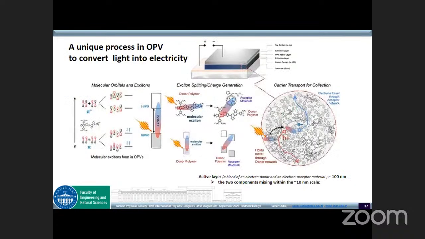This is schematically explaining what's happening there. You just absorb the light in the molecular orbitals, creating excitons, and you can see you've got a donor type polymer, a donor type molecule, and an acceptor type molecule. You can have HOMO and LUMO. You really like the heterojunction, but all those are different clusters at the size of 10 to 20 nanometers.